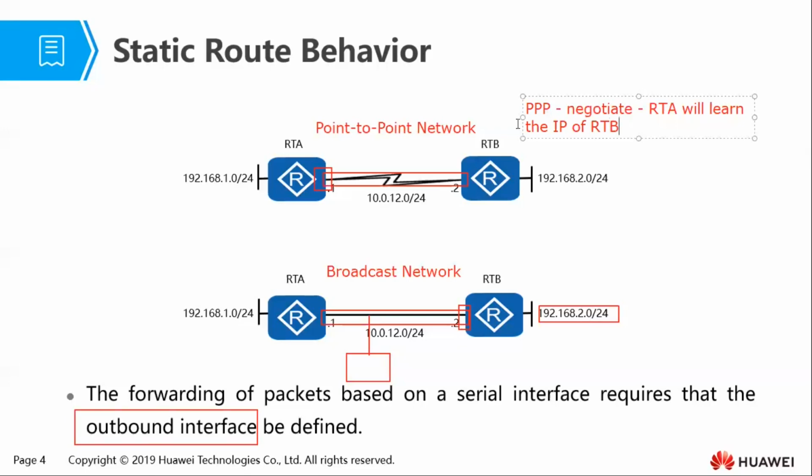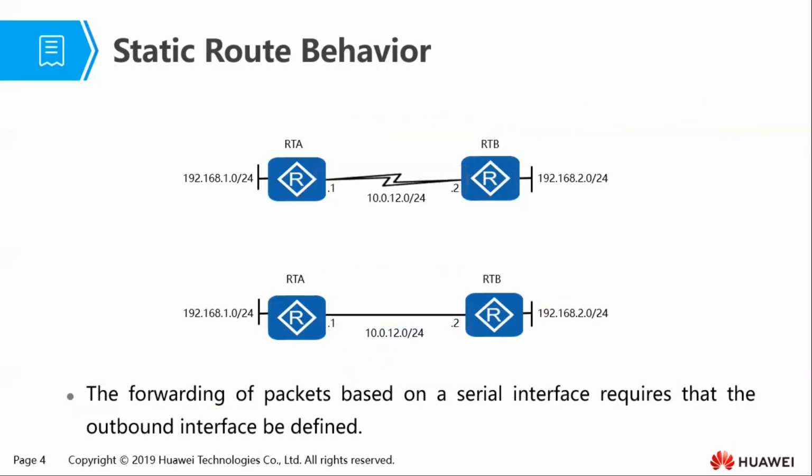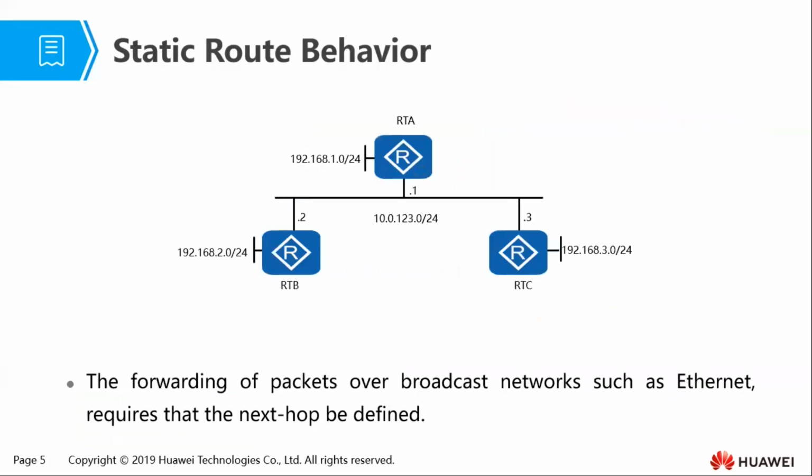So for that purpose, in this serial connection, we are not really aware of the IP address of this particular interface. Therefore, the only thing we can do is to specify the IP address of the outgoing interface. So it's important that we know the difference between these two networks and how they differ when we are configuring the static route.